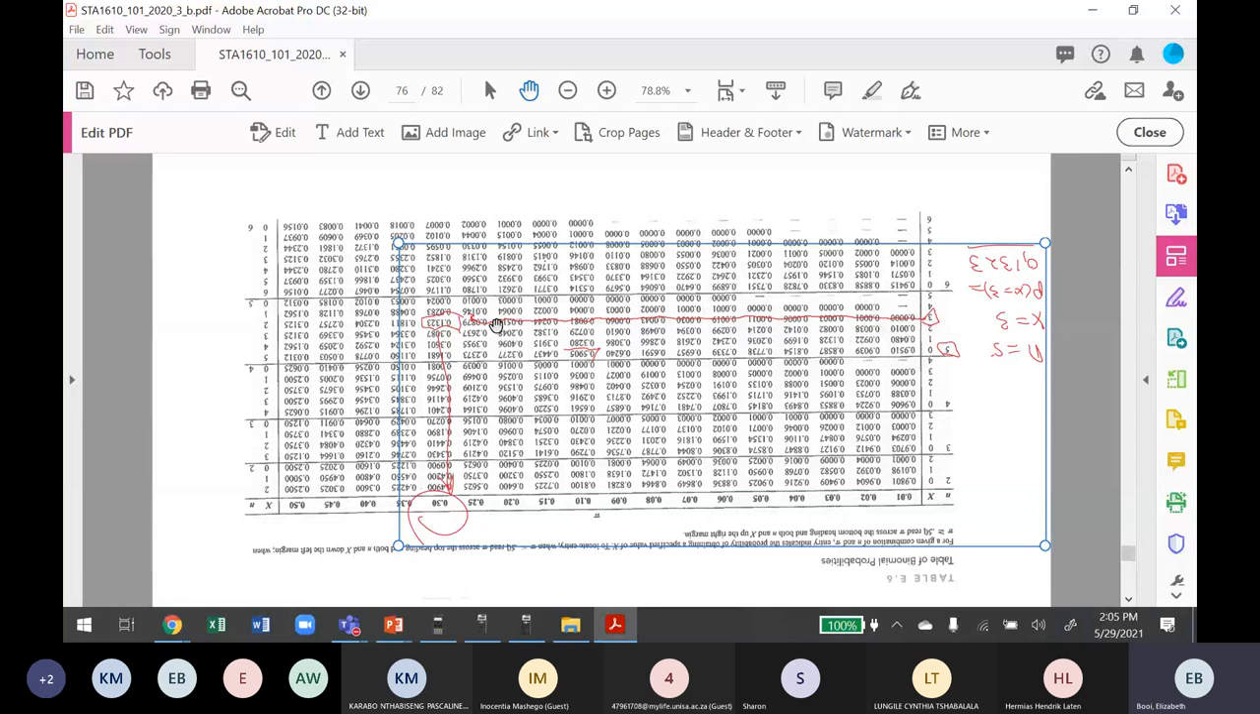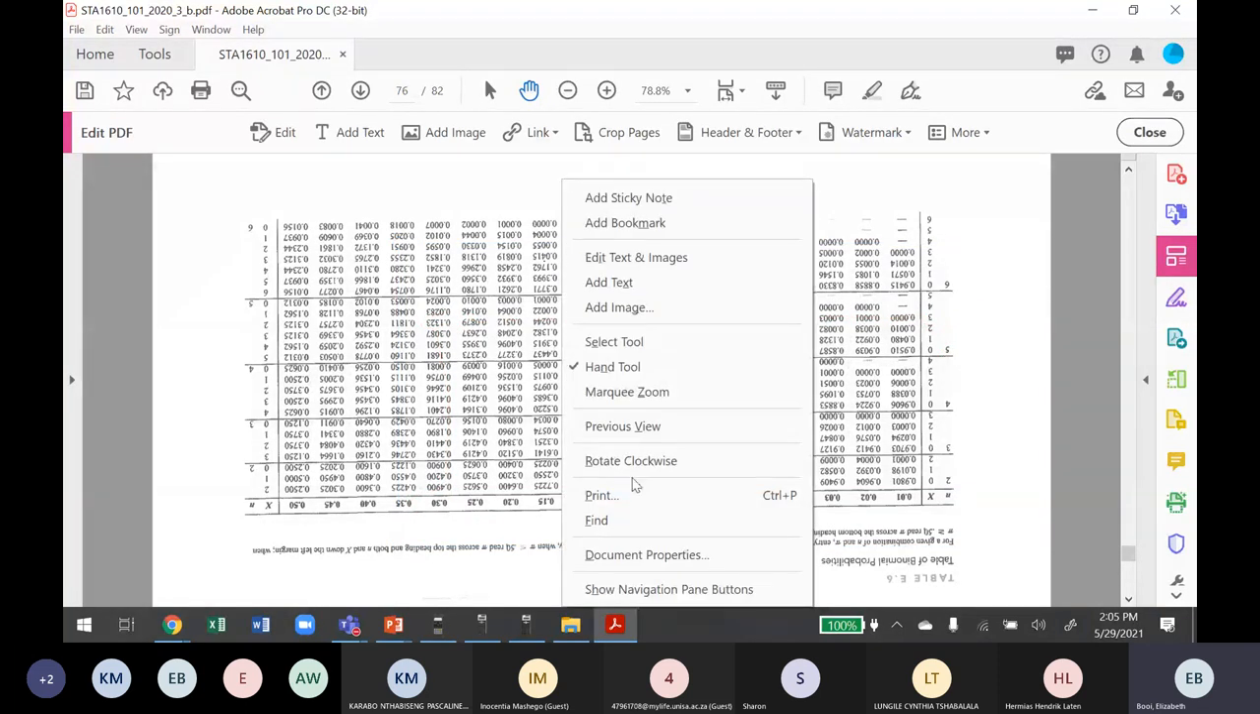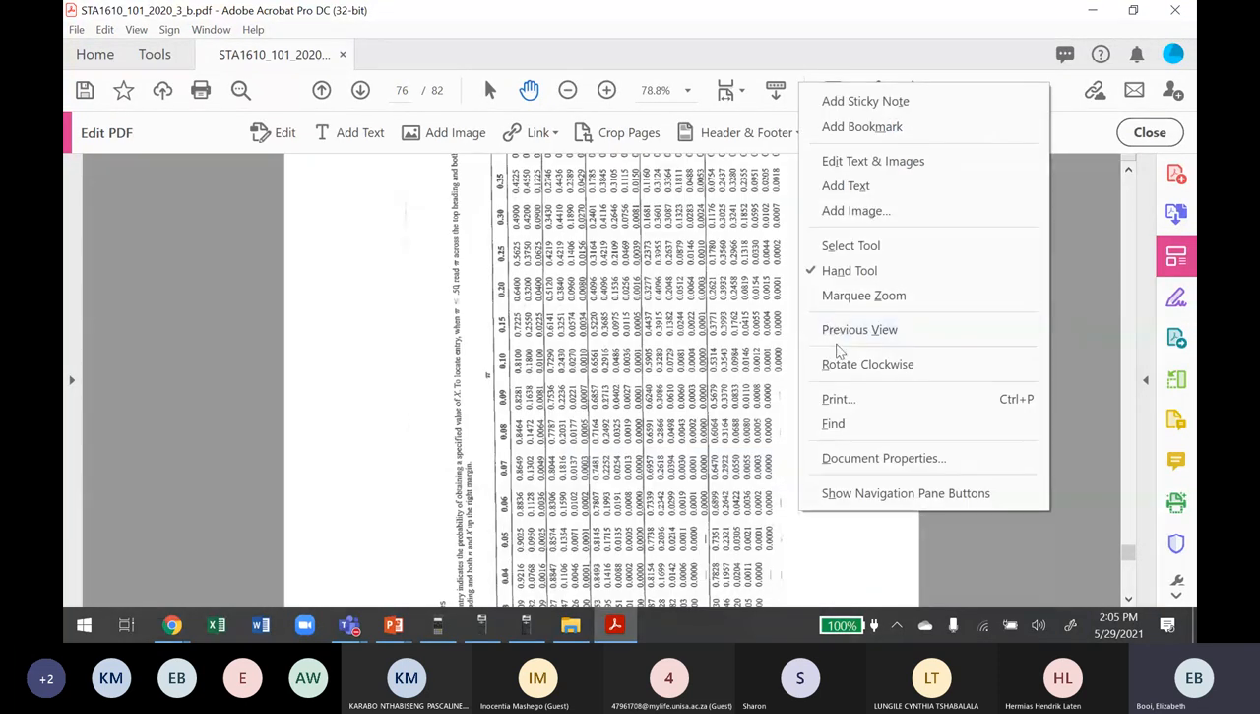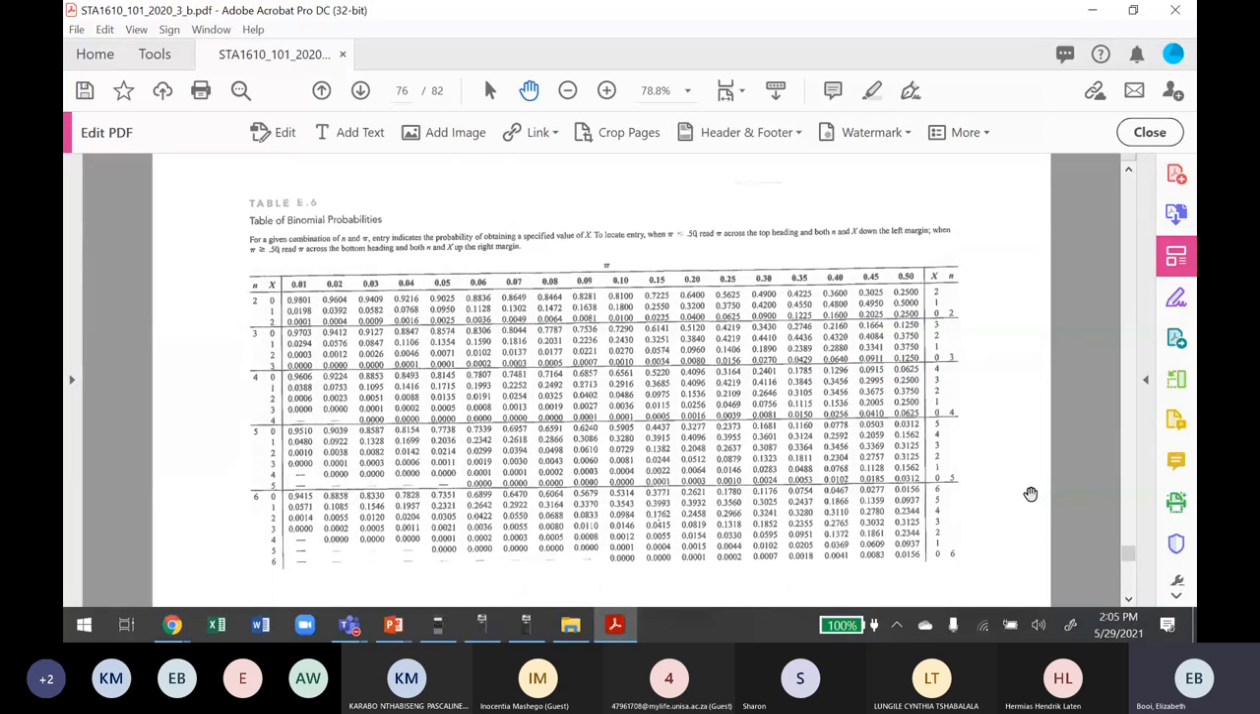So I need to rotate the table. Just hold on. Our N is 6, and the probability is 0.8, which means it's 0.80. So it will be at the bottom of the page. You will go to 0.20 at the top, because we know that 0.8 and 0.20 are complements of one another. So it will be on this 0.80.